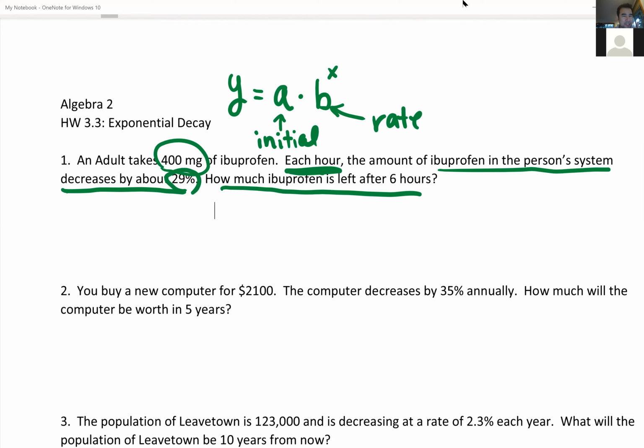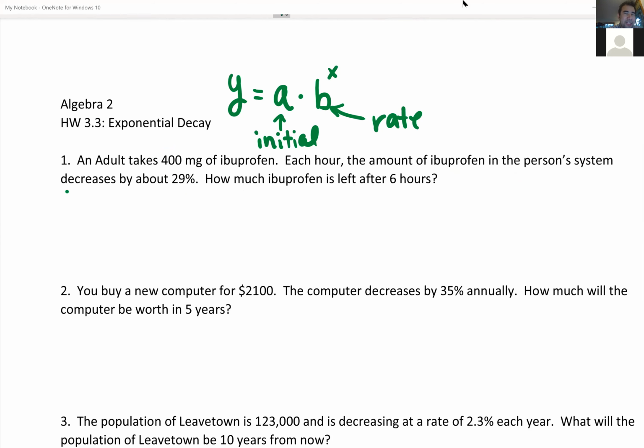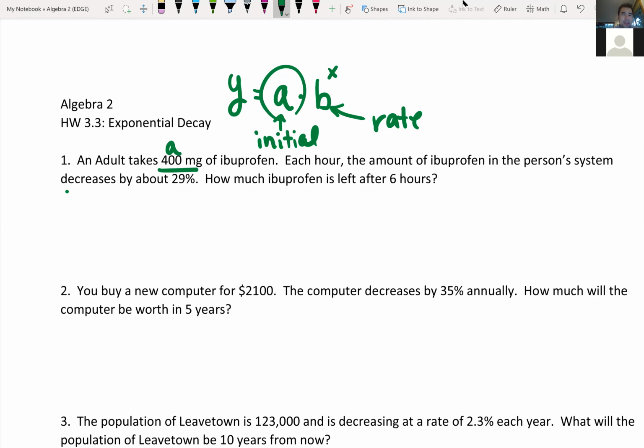So let's go through this step by step, okay? The first step, well, we already know what the initial value is. A is going to be 400, right? That's A, but we need to work on the rate, okay? So that's 29%, but we cannot just use 29%. So what do we do first? The first step is you're going to subtract 29% from 100%. So 100 minus 29, and what is that? 71%.